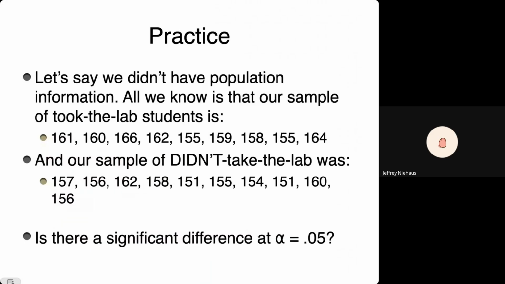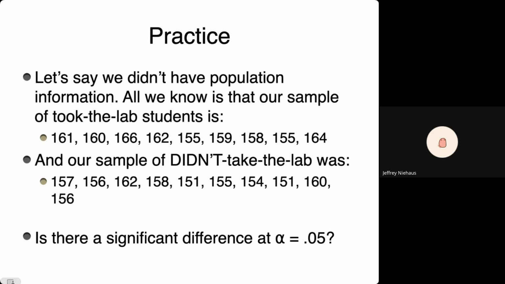Next, let's say we didn't have any population information, which is typically true. All we know is that we took a sample of students who took the lab, and it was 161, 160, all through 164. We took another sample of students who didn't take the lab, 157, 156, on through. Is there a statistically significant difference?